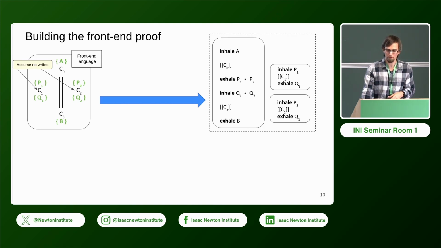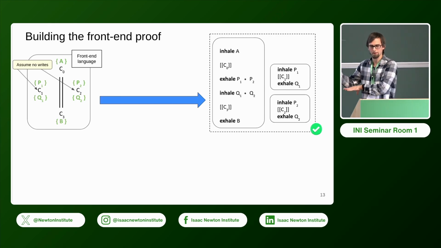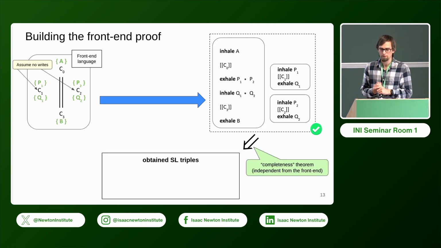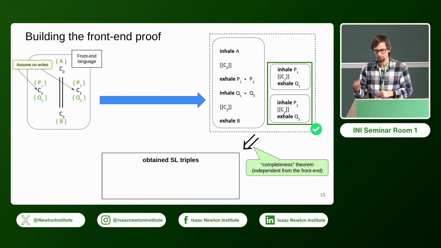And when we have this IVL program, we can then give this to the backend, and let's say the backend verifies this, and we obtain an axiomatic semantics proof for our core IVL. We can then use this proof to obtain the separation logic triples for our front end CSL. And so which triples do we obtain?